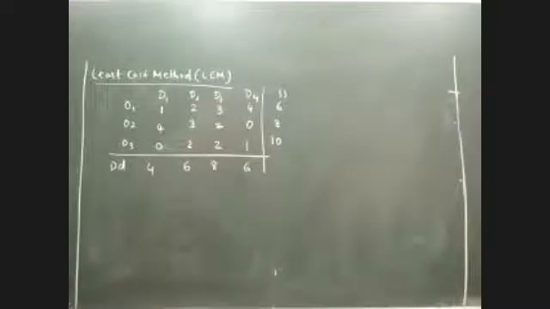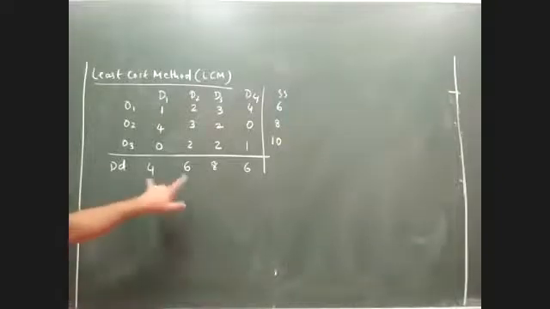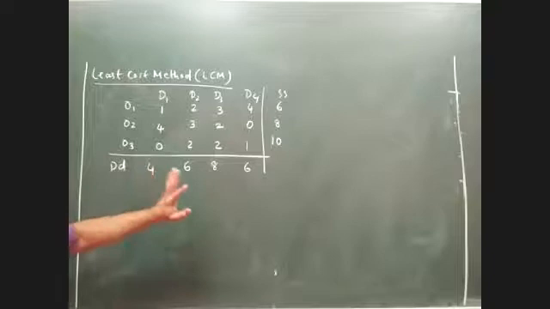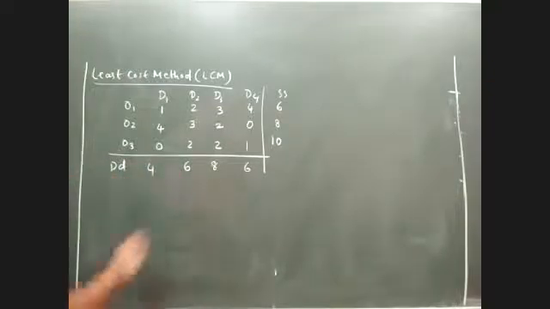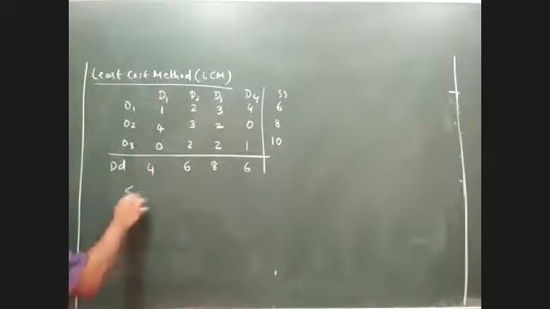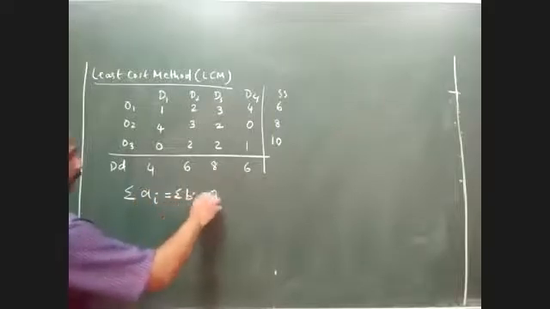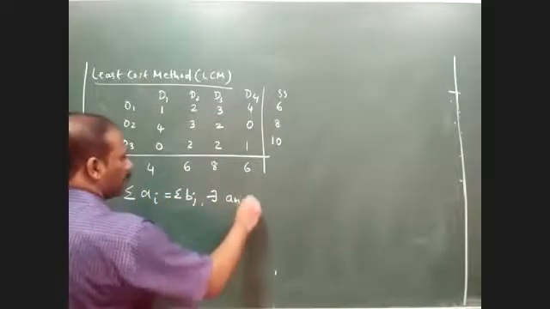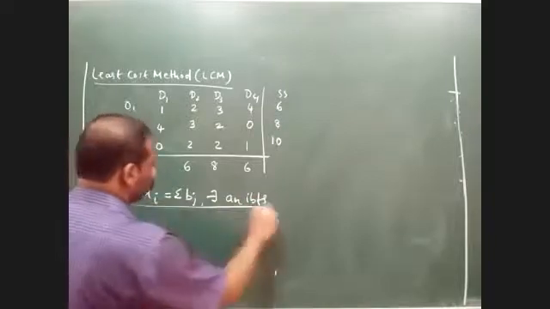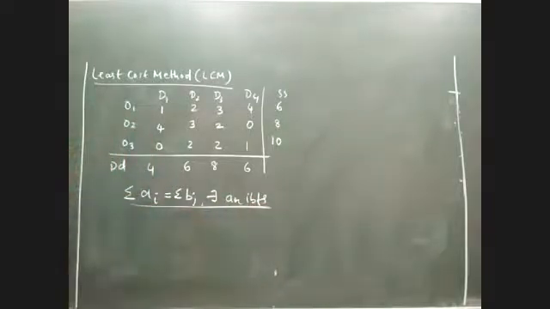So the first thing is, I'm supposed to verify whether it is balanced or not. Can anybody please tell me what is the total of supply? 24, sir. Good. And what is the total demand? 24, sir. So how do we write the mathematical notation now? Sigma ai is equal to sigma bj. There exists an initial basic feasible solution. Everyone should write this step without fail.